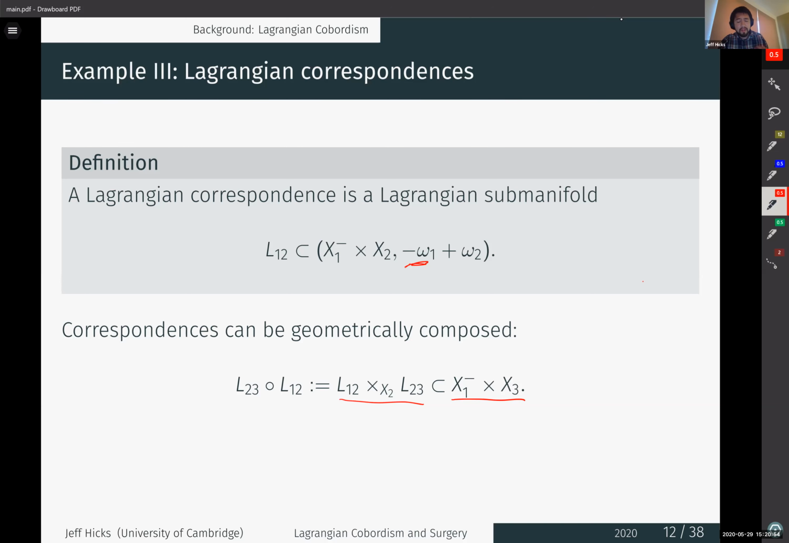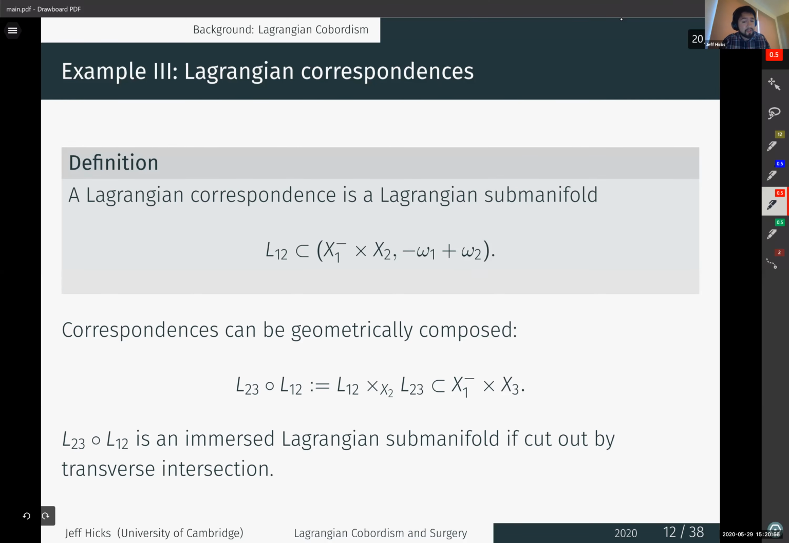Now, this will only give me an immersed Lagrangian submanifold if L12 and L23 have some kind of transversality property, but you could hope to achieve this transversality property by applying some type of perturbation, say a Hamiltonian one.